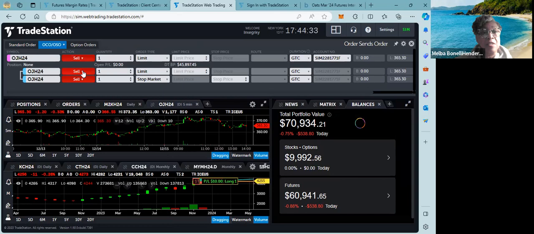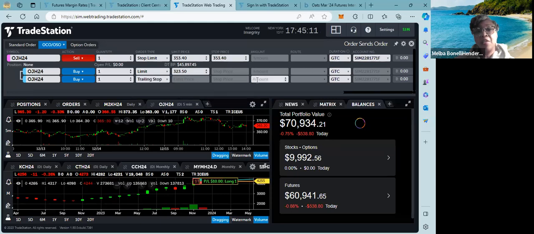So sell, yes, we're shorting the market. Beautiful. Okay, and this is going to be a stop limit. Excellent. And the price for entry is 353.40. So you're going to type that in twice. Okay. And then your target is going to be a limit order, and the target is 323.50. And then where it says stop market, you're going to switch it to trailing stop. And then you just have to put how many points of a trailing stop. So that's 11 points.